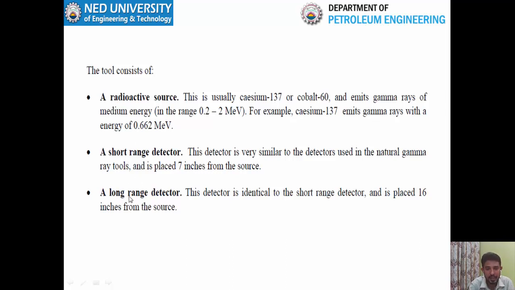The long range detector is far from the source, around 16", around 1.5 feet from the source, and this detector is measuring the formation response. The purpose of using these two detectors is to eliminate the effect of mud cake. So the purpose is to eliminate the effect of mud cake.